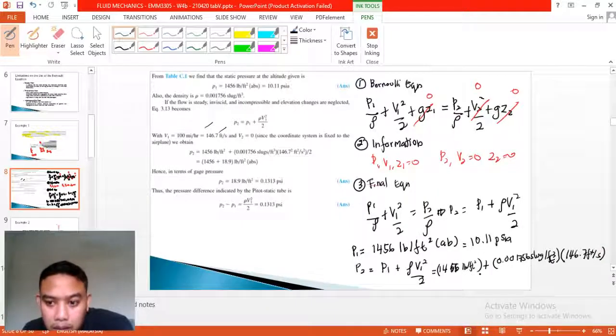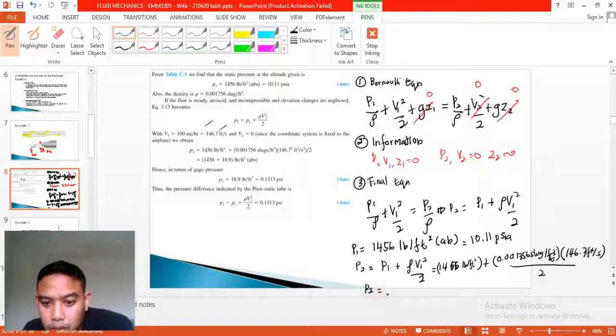Okay, then it should be divided by 2. So here you will get your P2. P1 is 1456 plus the calculation of this, so P2 is 18.9. So this is P1. P2 is the summation of these two things. This is in terms of absolute.